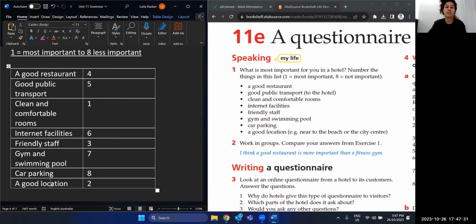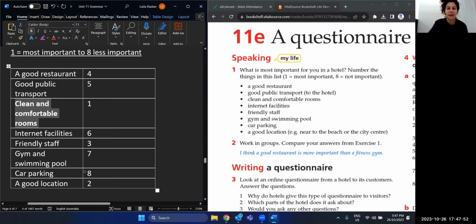Which one did you put for your number 1? Same? Gustavo? Same? Yeah? Okay. So we have good location. Someone put it as good. Which one did you put as your least important? Not important, not very important.